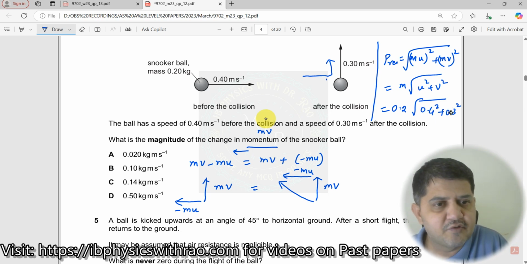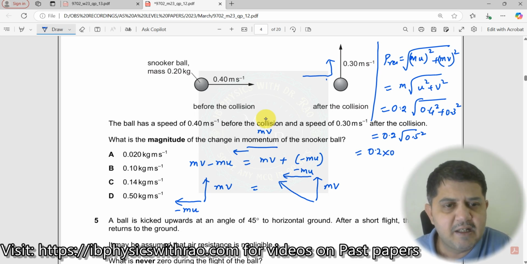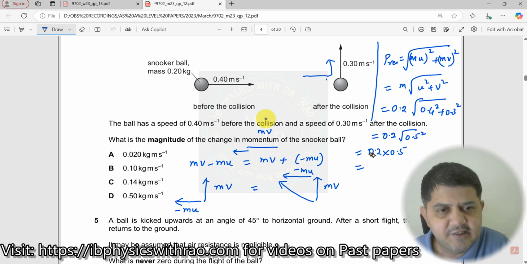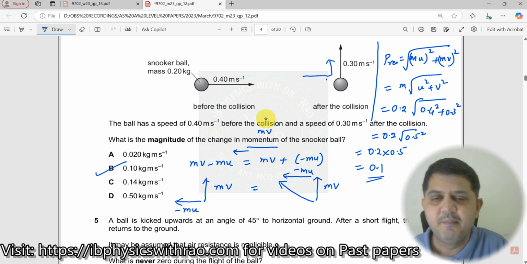What is 0.4 square plus 0.3 square? 0.5 square. If you want, you can use your calculator. 0.5 square, Pythagoras here, that's it, nothing else. So which should now be equal to 0.2 multiplied by 0.5. What is this? This should be 2 into 5 is 10. So this is 0.1 over here. So the answer should be 0.1 kg meter per second. B should be your answer.